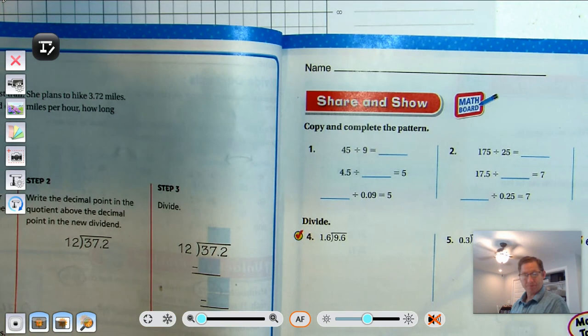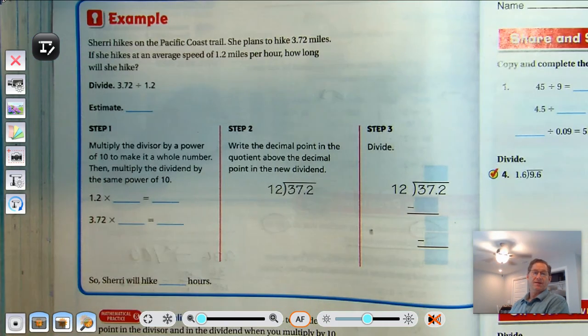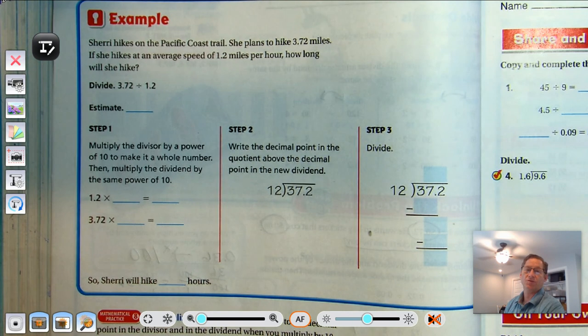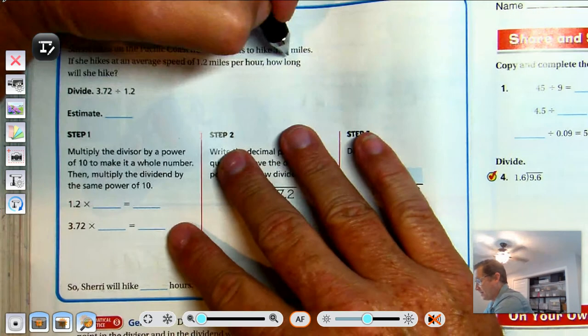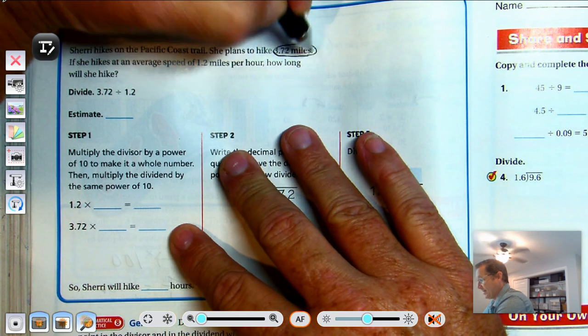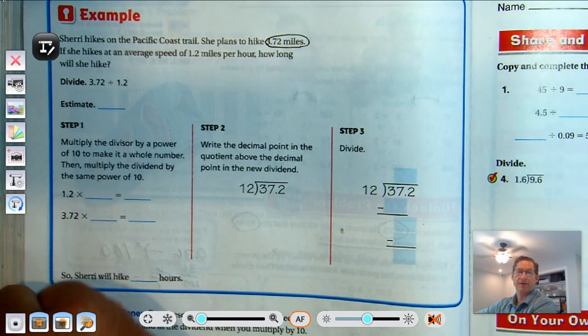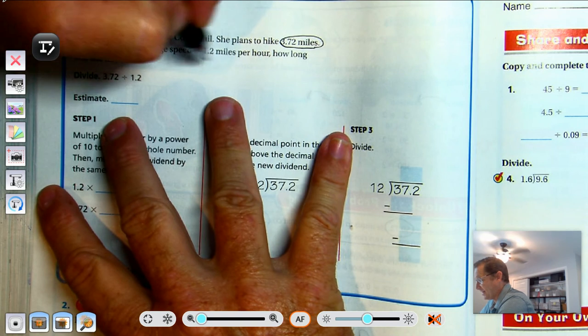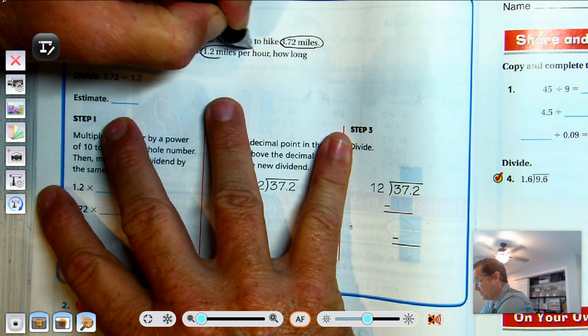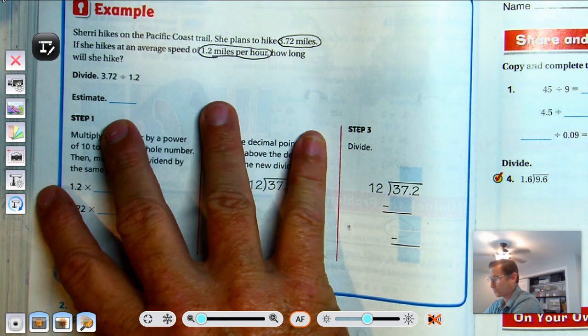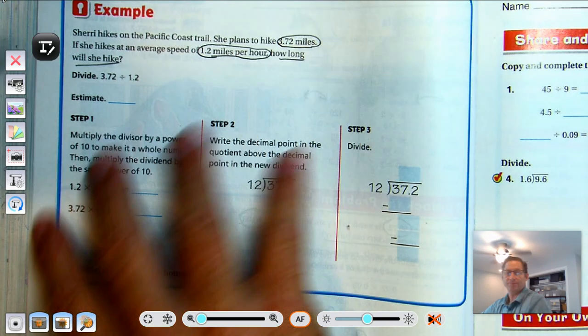Let's look at the example on page 232. Sherry hikes on the Pacific Coast Trail. She plans to hike 3 and 72 hundredth miles. If she hikes at an average of 1 and 2 tenths miles per hour, how long will she hike?